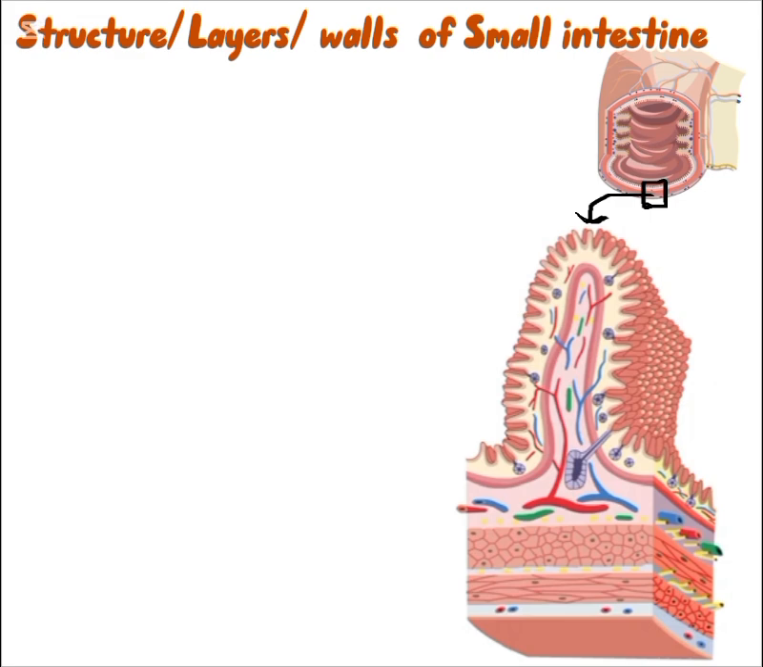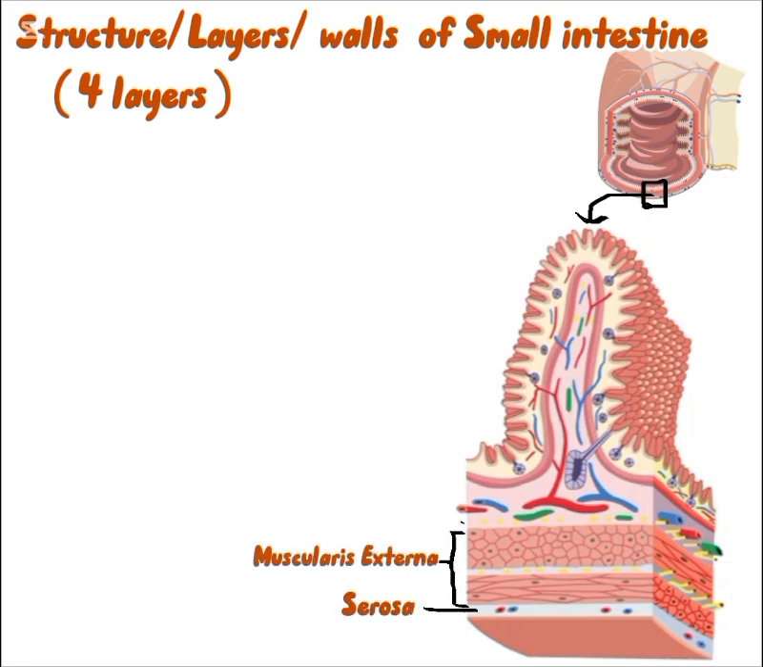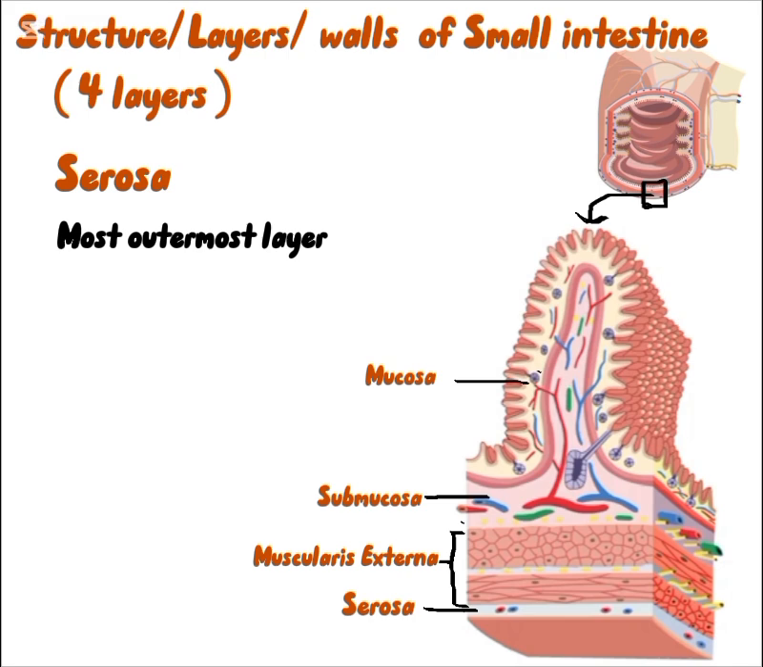Layers of the small intestine. Like the rest of the GI tract, small intestine has also four layers, and starting from the outside to the inside, these layers are serosa, muscularis externa, submucosa, and mucosa. Serosa is the outermost layer consisting of connective tissue.